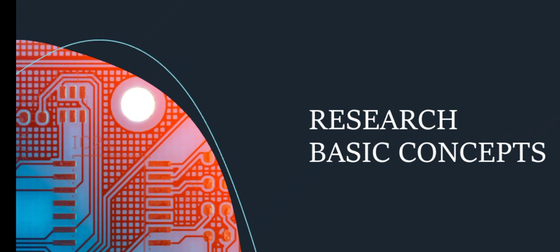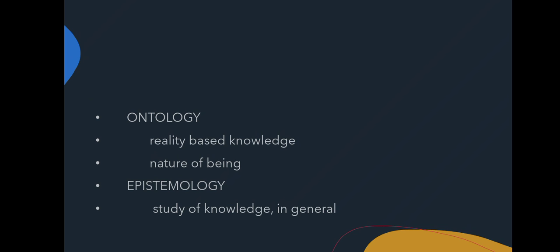This is Noor and today the topic is research basic concepts. So the two main research concepts include ontology and epistemology. These two main basic research concepts are described as: the first one is ontology. Ontology means a reality based knowledge, ilme hakikat. Ontology is defined as a branch of philosophy that studies concepts like existence, being, becoming, and reality.